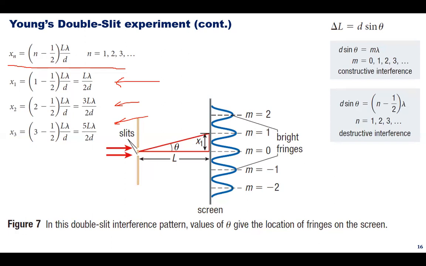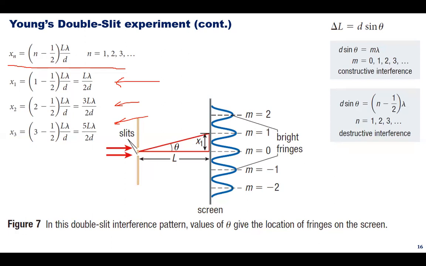Although L actually has different values for each nodal line, in this case L is so large compared to d, and the values of L for the various nodal lines are so similar, that we can treat L as a constant, being essentially equal to the perpendicular distance from the slits to the screen.